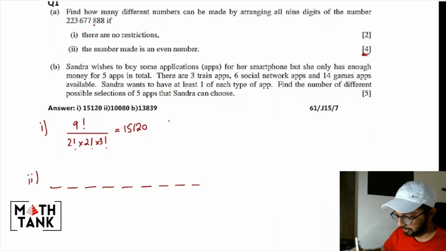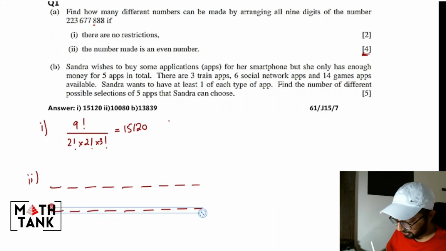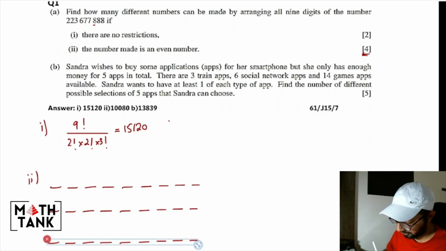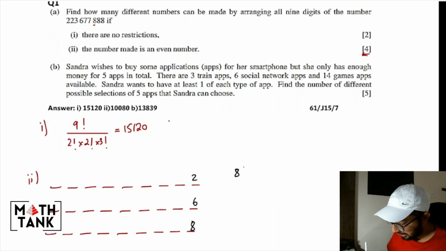So what I go on and do is I create cases out of this. I'm going to say that there are 3 different cases. One is that the number could end with a 2, the other is that the number could end with a 6, and the other is that the number could end with an 8. When it ends with a 2, the last digit is fixed. You don't need to count that in the permutations. There are 8 other digits, and I know that in these 8 digits there are 2 7's and 3 8's, so I need to divide that.